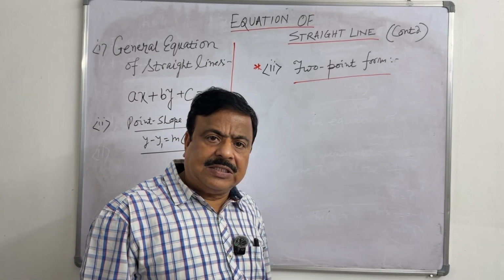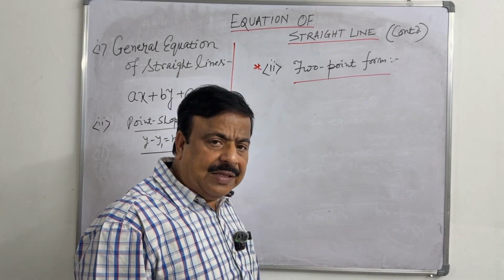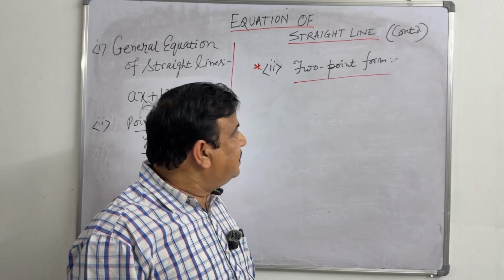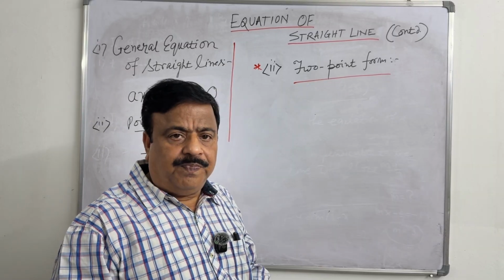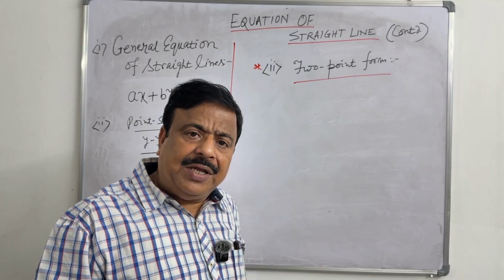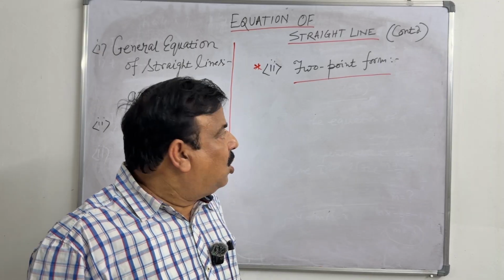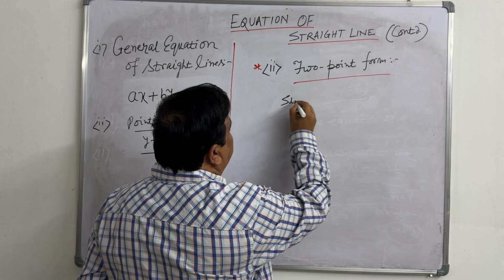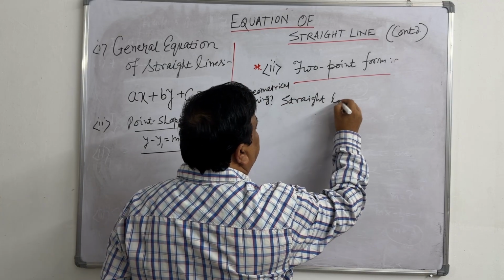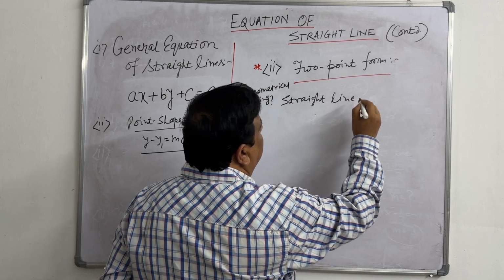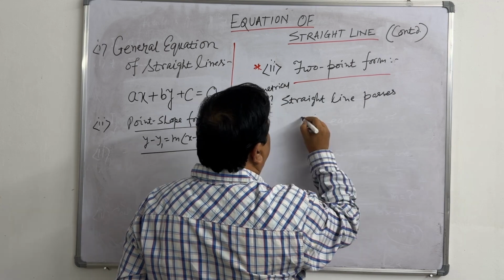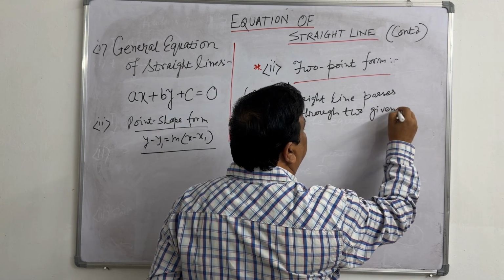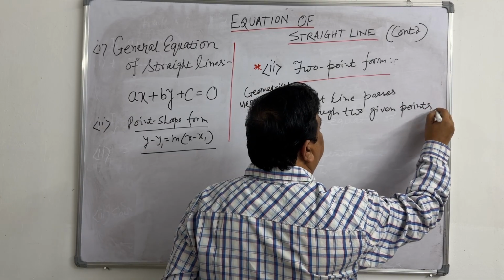Now we'll discuss another standard form of a straight line known as two-point form. What is the geometrical meaning of this concept? That is, the straight line passes through two given points.